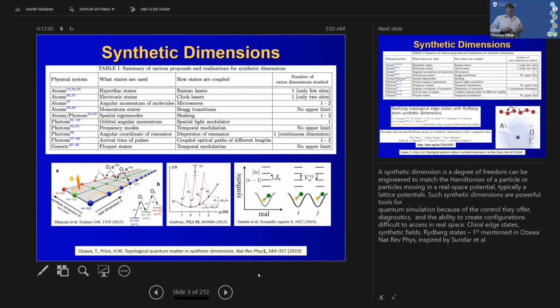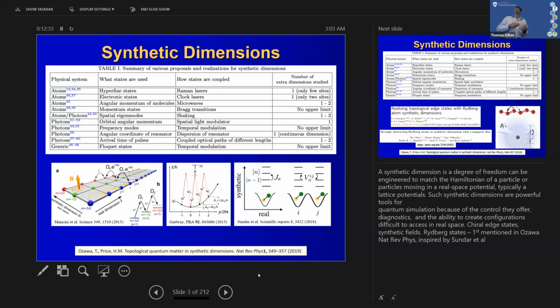Many experiments have been done on this idea, realizing interesting things like chiral edge states or synthetic fields. There are many different platforms. Here's a list from a review article from a few years ago. A lot of the early work was done in hyperfine states in atoms, where the hyperfine states were connected by Raman lasers. Here's a diagram from a very nice paper from a while ago. So that's an internal state.